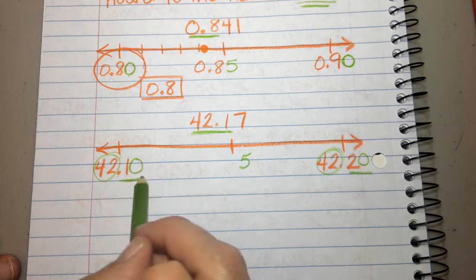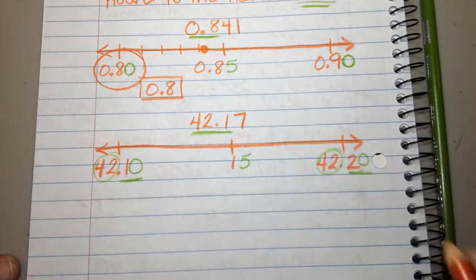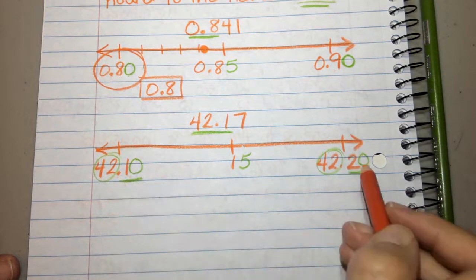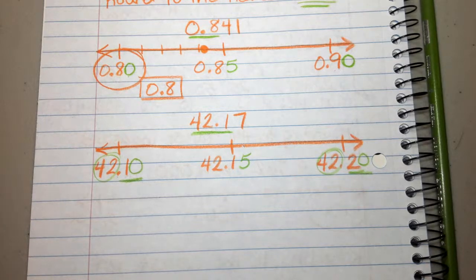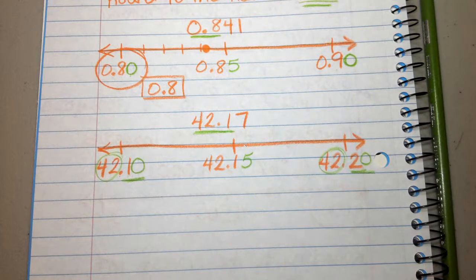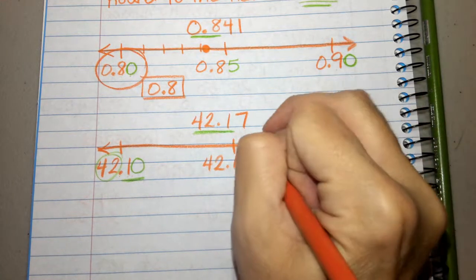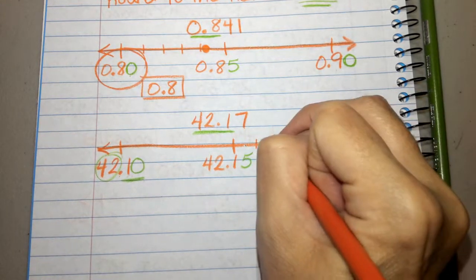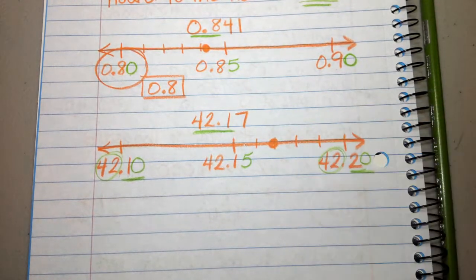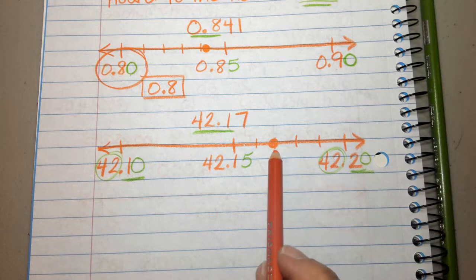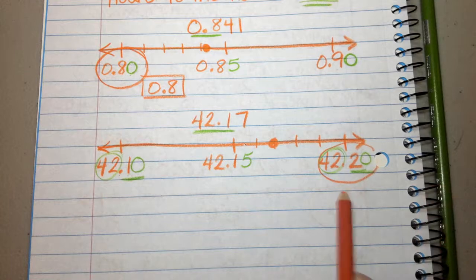So it's halfway between 10 and 20. Okay, 15. But this isn't just 10 and 20. This is 42 and, so I've now got 42 and 15 hundredths. Okay, here's my 17, so 42 and 15, 42 and 16, 42 and 17 is right here, and then there's 18 and 19. Okay, so remember, we don't care if it's closer to the midpoint, we want to know which end it's closer to. So there you go.